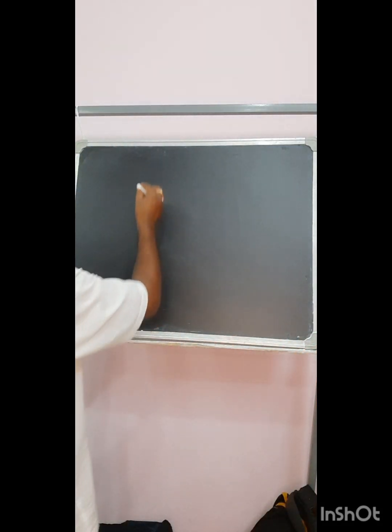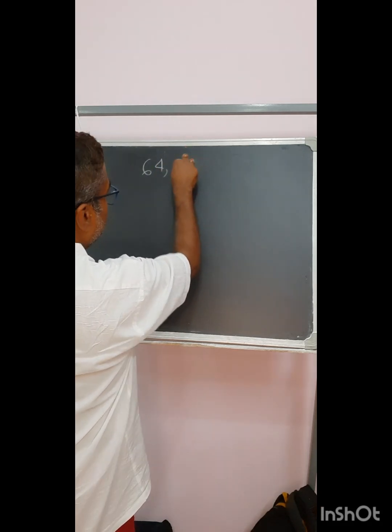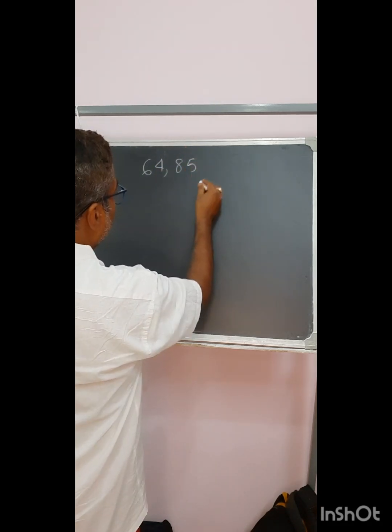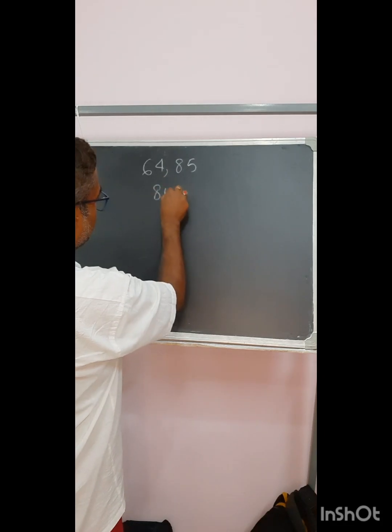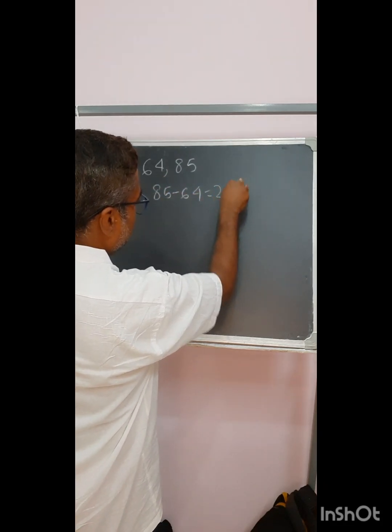In the last video I was discussing a new method of deriving HCF. In case two numbers are given, let me remind you of the numbers I have taken: 64 and 85. I have taken the difference, 85 minus 64, which is equal to 21.